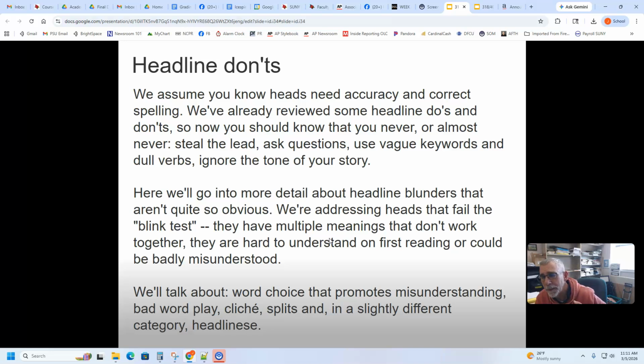Remember, headlines are supposed to be informing people, and communication is what it's all about. We don't want to get in the way of communication. So there are other errors in headlines: word choice that promotes misunderstanding, bad wordplays, cliches, something called splits, which is generally ignored these days but is an actual thing, headline splits, and headlinese.